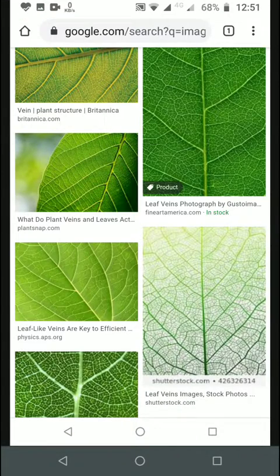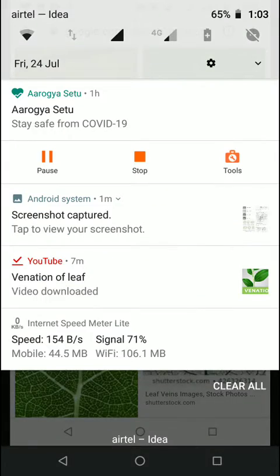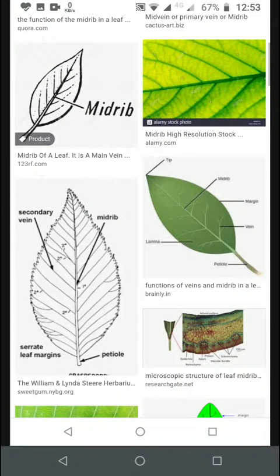In this picture, I am showing here the leaf vein. You can pause the video and see where the leaf vein is. A network of lines throughout the leaf blade is called vein. Now I am showing you the midrib. See the picture, find the midrib. The thick vein in the center of the leaf blade is known as the midrib.